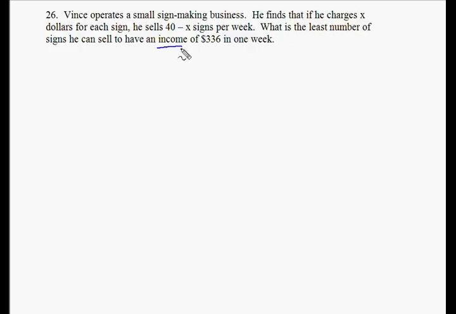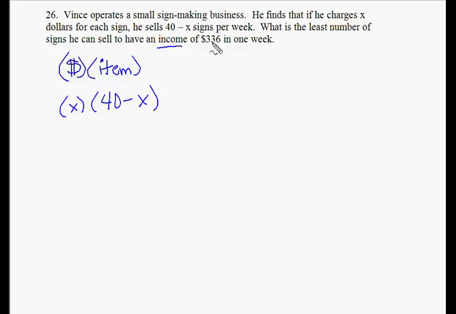Well, let's ask ourselves, how do you get an income? Do you take money that you have collected for each item that you sold? So if you sell 3 items for $4, you would have an income of $12. So the amount of money, well, it says here that he finds that if he charges X dollars, so our amount of money is X, he will sell 40 minus X signs. So how many items he has is 40 minus X.